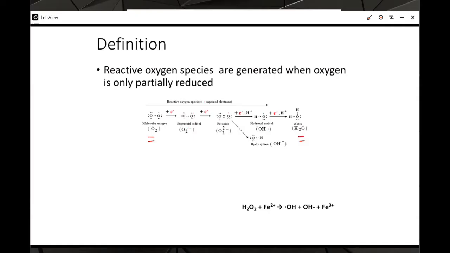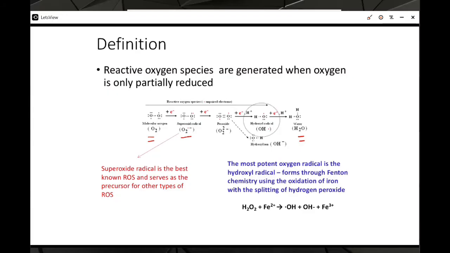So we can go through the superoxide radical. We have peroxide, hydrogen peroxide if two hydrogens are associated with it, and also the hydroxyl radical. Now, superoxide radical is the best known ROS, and it serves as a precursor by which other types of reactive oxygen species are generated. Hydroxyl radical is the most potent oxygen radical to exist.